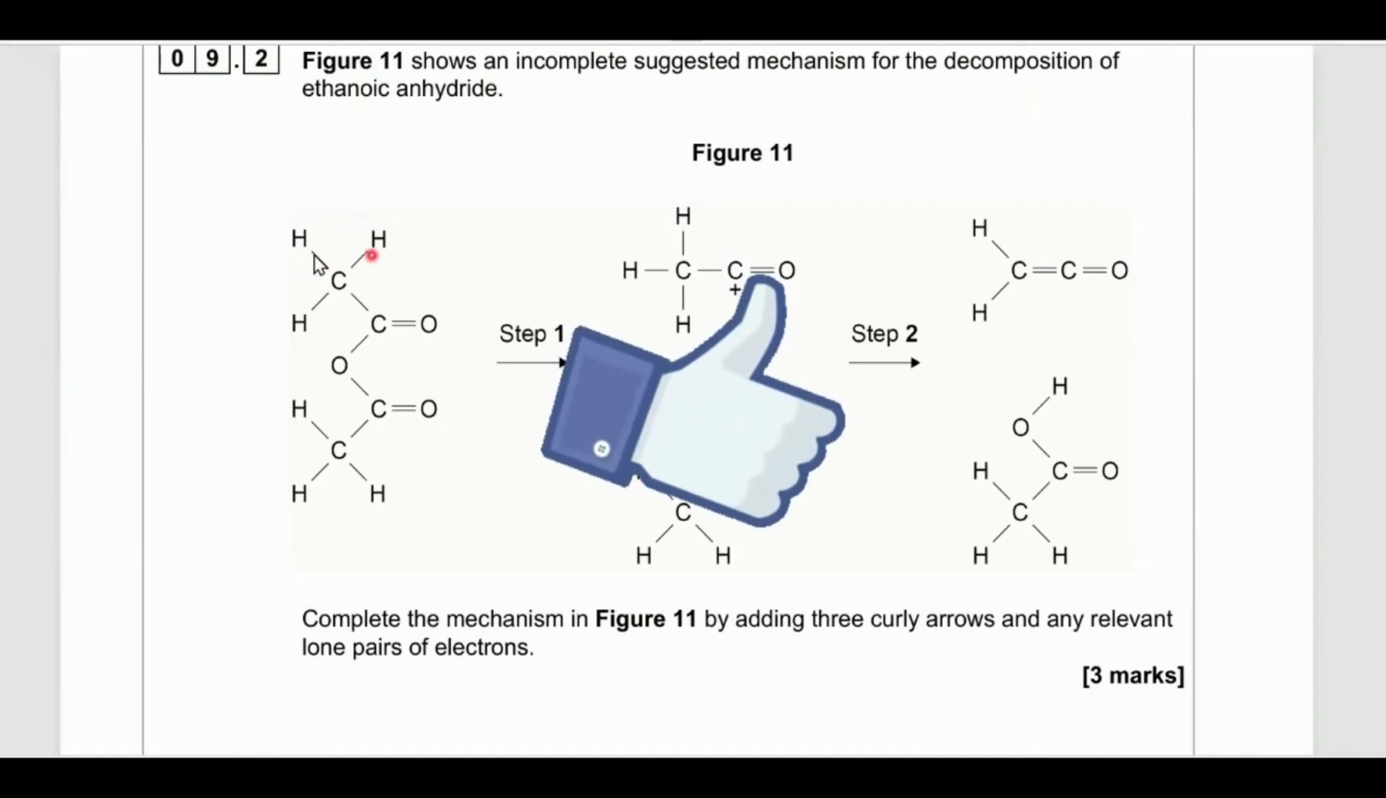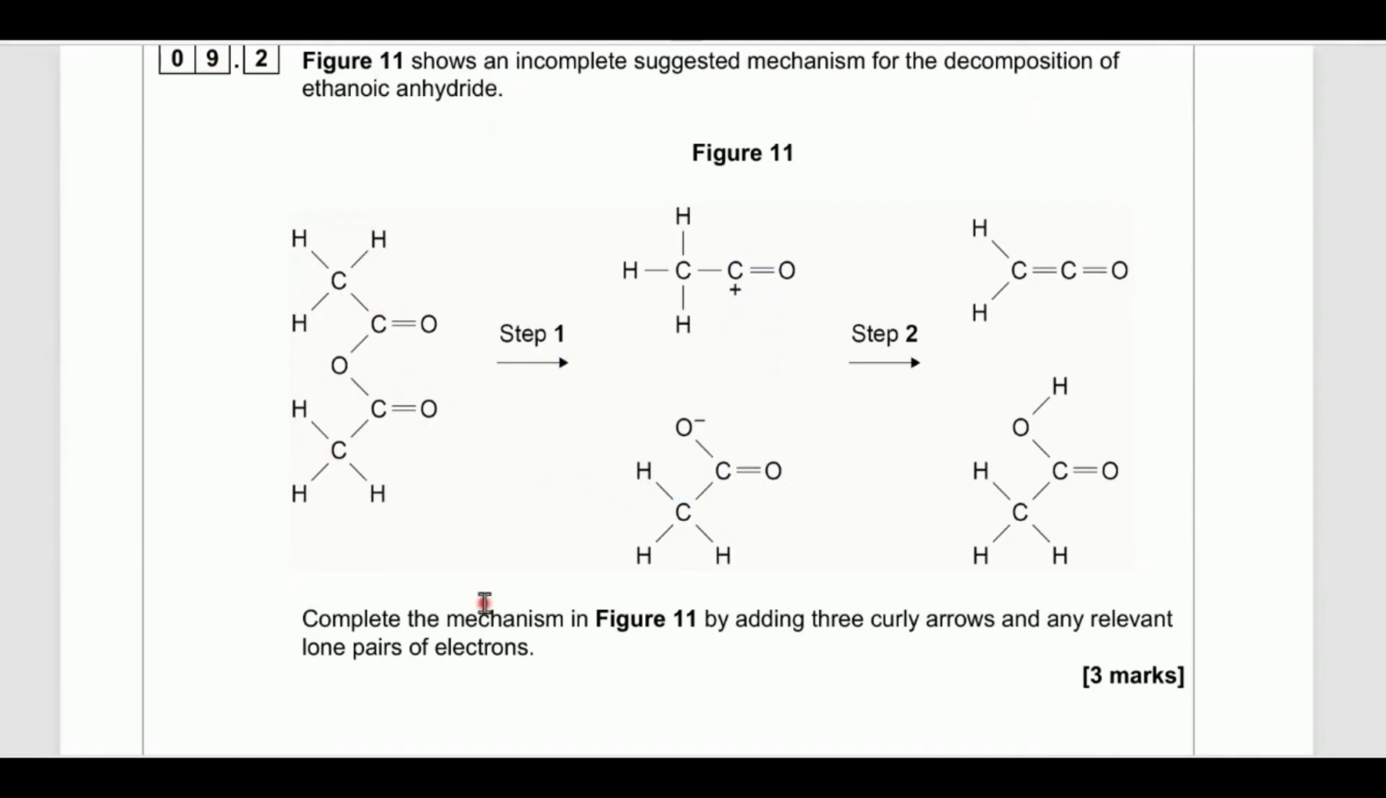9.2. Figure 11 shows an incomplete suggested mechanism for the decomposition of ethanoic anhydride. Complete the mechanism in figure 11 by adding 3 curly arrows and any relevant lone pairs of electrons. So what you want to do here, it says the word decomposition. So we know this is breaking the ethanoic anhydride. You've got to ask yourself where it's going to break. You can see from the intermediates, it's going to split in half there. So where are the curly arrows going to go?